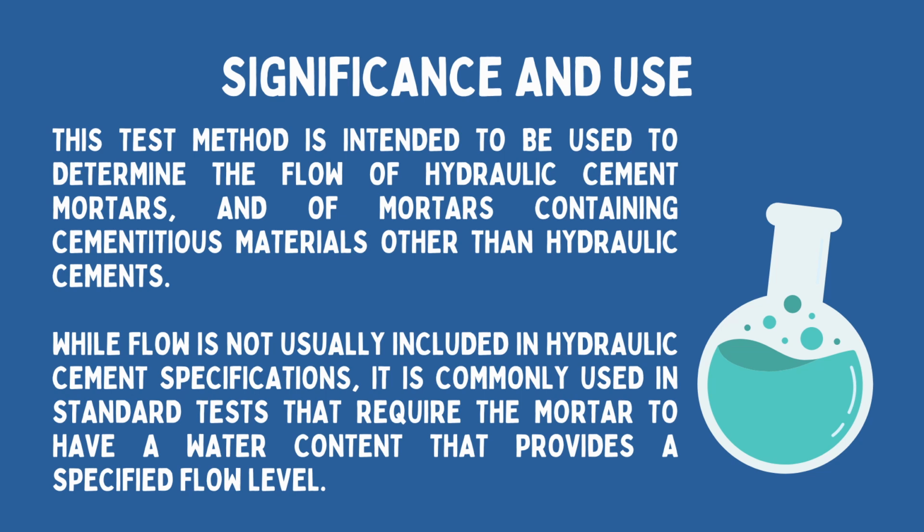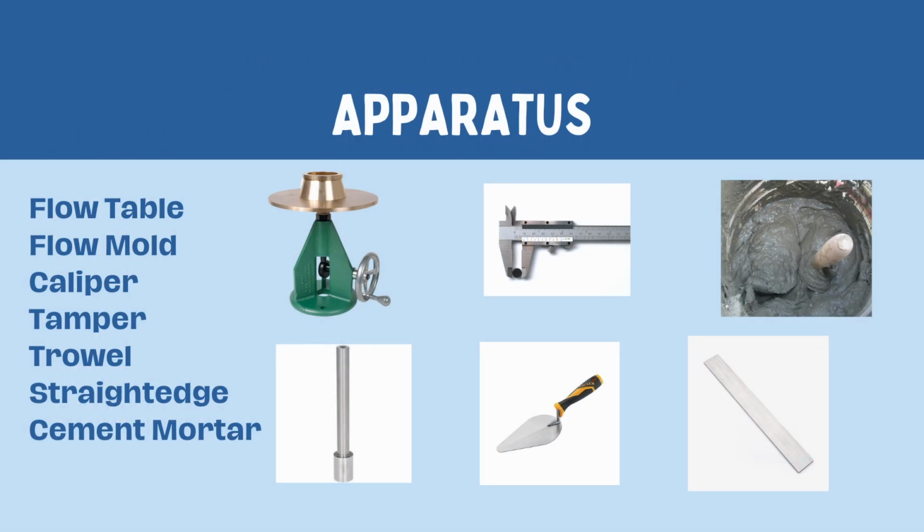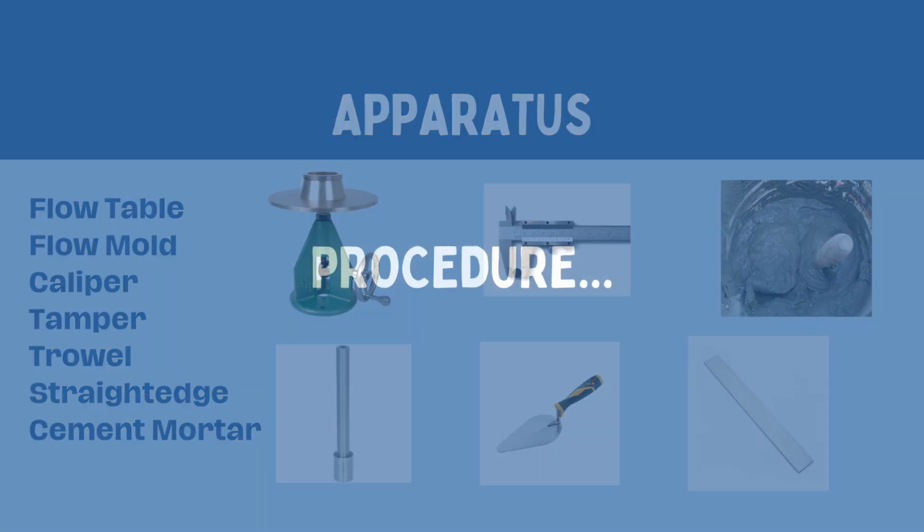While flow is not usually included in hydraulic cement specifications, it is commonly used in standard tests that require the mortar to have a water content that provides a specific flow level. The apparatus for this test method are flow table, flow mold, caliper, tamper, trowel, straight edge, cement, and water.